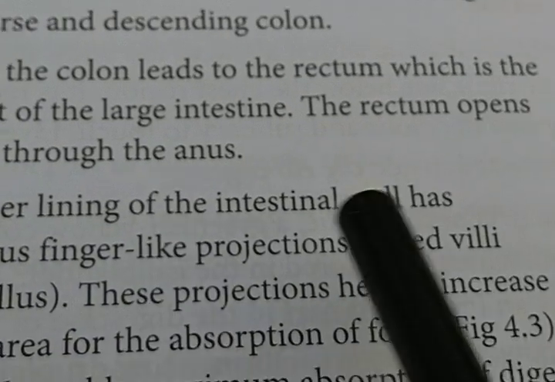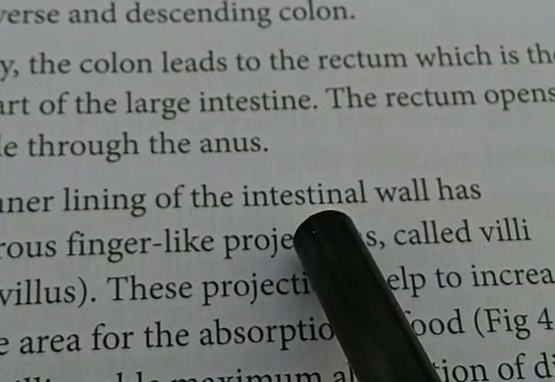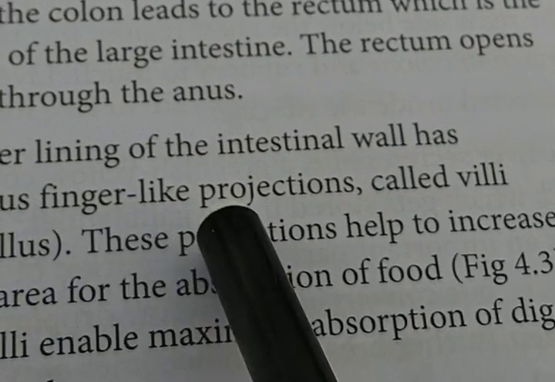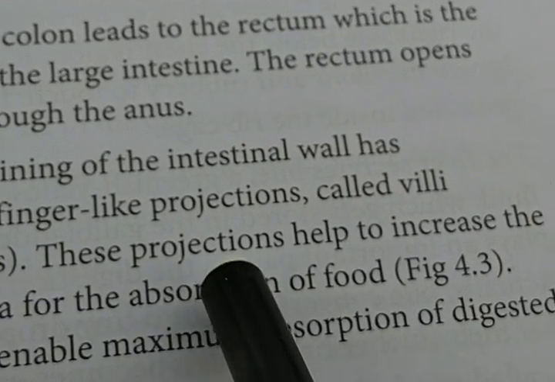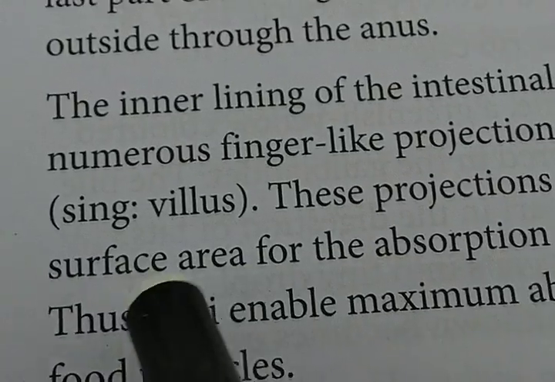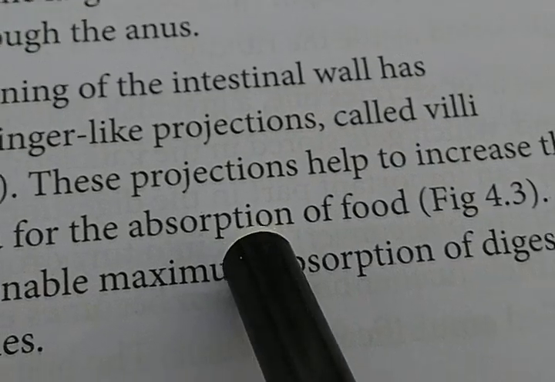The inner lining of the intestinal wall has numerous finger-like projections called villi. These projections help to increase the surface area for the absorption of food.